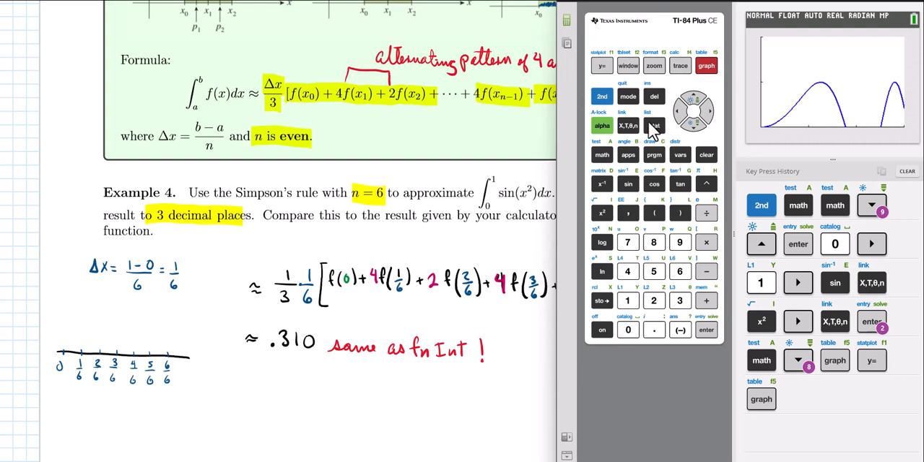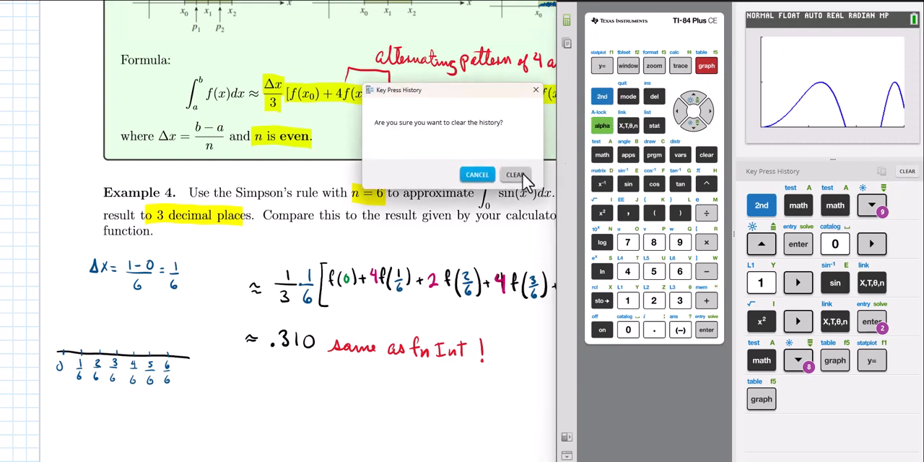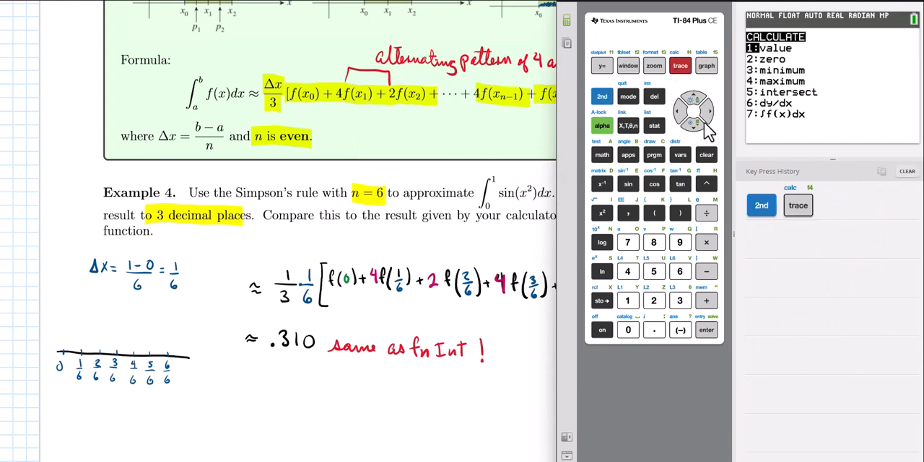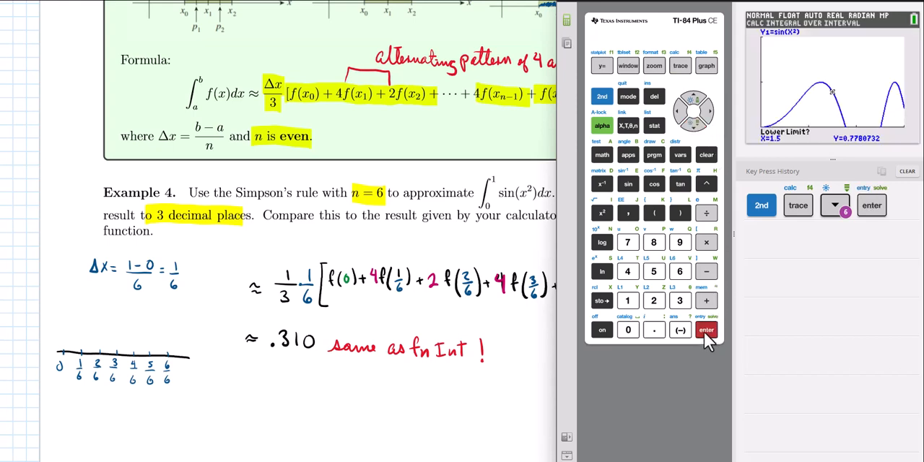Once you're in the graph here, what you can do is click on second. Well, let me clear this so you guys can see it. You can click on second calc, and then you go to the 7th option, and this one is the numerical approximation for an integral. So for the lower limit, you can just enter 0, which was our lower limit. The upper limit was 1, and there we go. Now you visually see the area underneath the curve. And notice here, you're still getting the same value, 0.310.